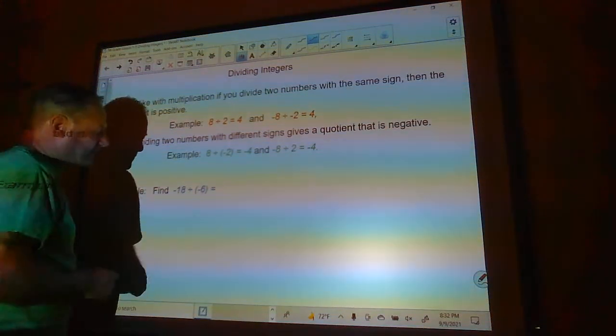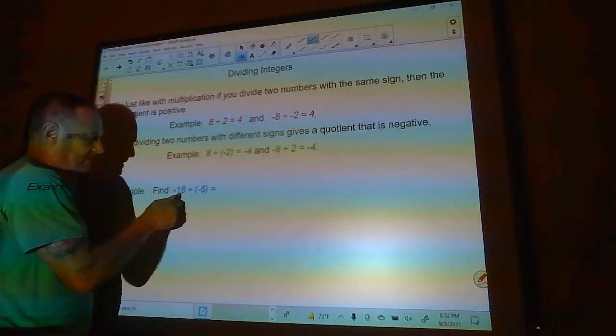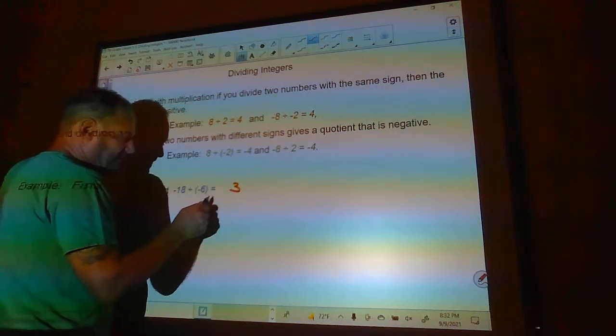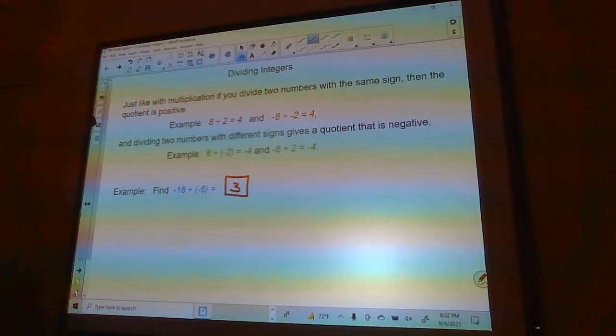Okay, so we're going to do this problem here. Negative 18 divided by negative 6. It's easy. 18 divided by 6 you should know is 3. And a negative divided by a negative is a positive, so my answer is just 3, and I'm done with that one.